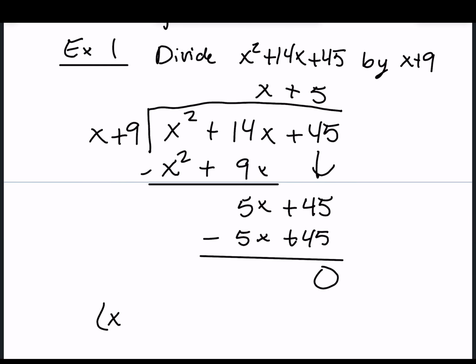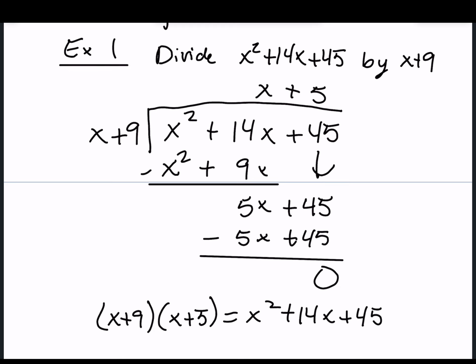So if we rewrite that as multiplication, we can write x plus 9 times x plus 5 is equal to x squared plus 14x plus 45. So we had no remainder at all. Okay? That's how you do division of a polynomial by a binomial.